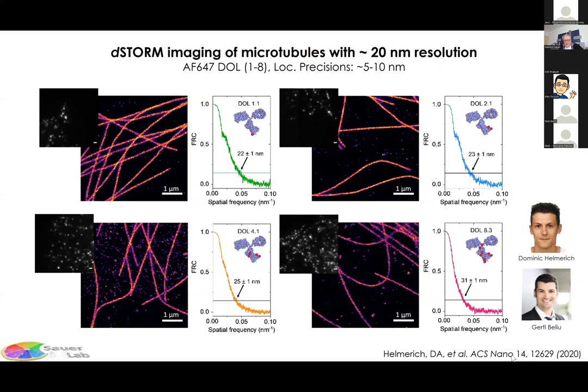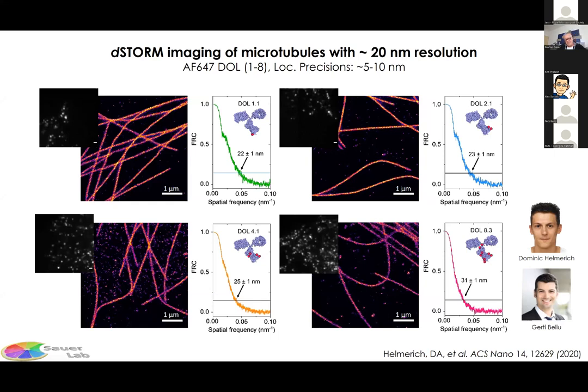The beauty of dSTORM imaging on the one hand is, of course, that you can purchase antibodies from different companies. Of course, they then all have different degrees of labeling. This is why we undertook a study of the influence of the degree of labeling on the performance of these antibodies in dSTORM imaging. Dominic Gatti at that time investigated different DOLs and their influence on dSTORM imaging.